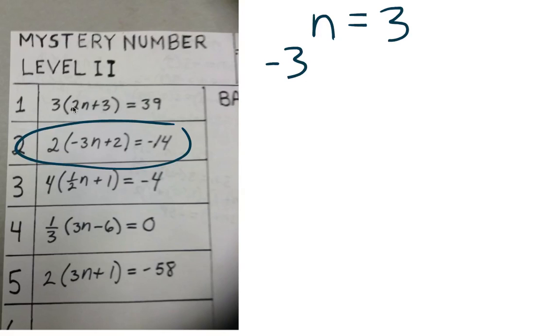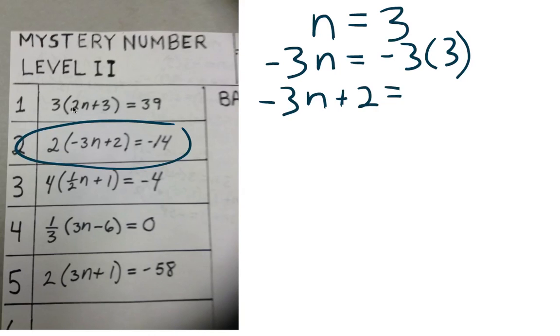Second mystery equation: 2 times parentheses negative 3 times the number plus 2 is equal to negative 14. We start with the mystery number is 3. Then we're going to multiply both sides of this equation by negative 3. The value stays the same. It's negative 9 on both sides now. Now we're going to add 2 to both sides. So now each side is equal to negative 7.